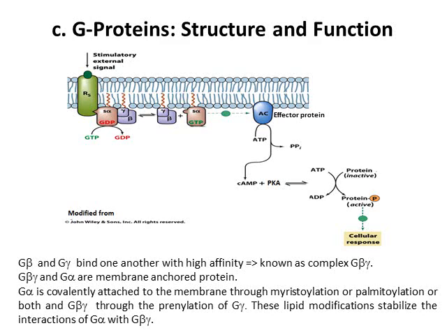So what happens when the ligand binds to the G protein coupled receptor? G protein becomes activated, GDP is exchanged for GTP, there is a dissociation of the G alpha from beta gamma, and G alpha with GTP activates an effector protein, which is in this case the adenylate cyclase.